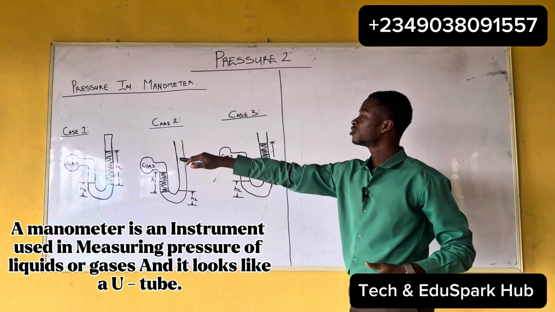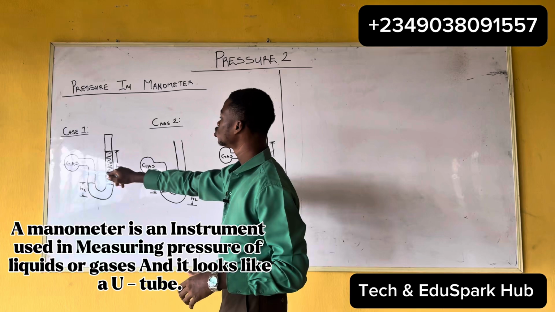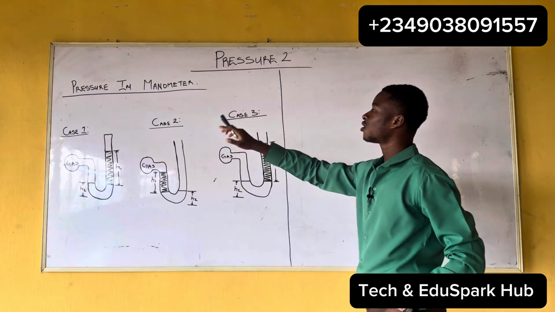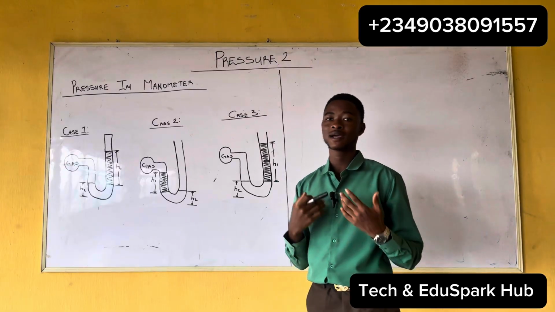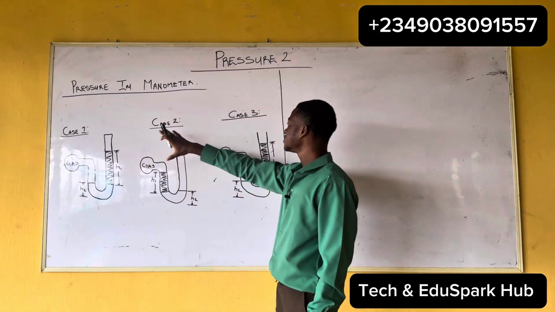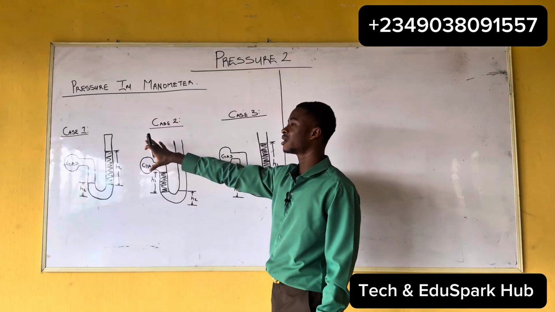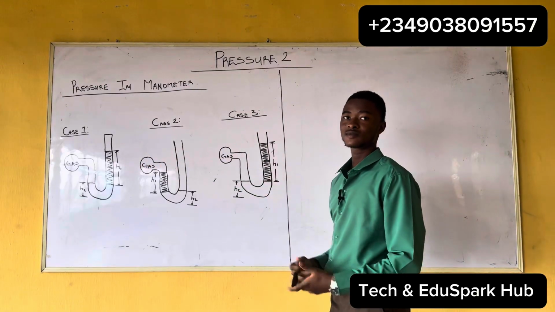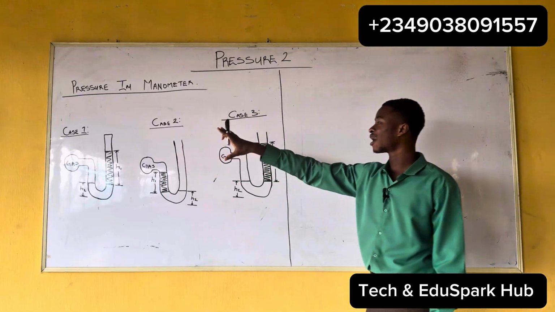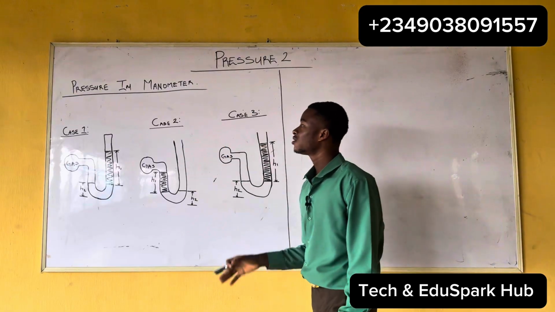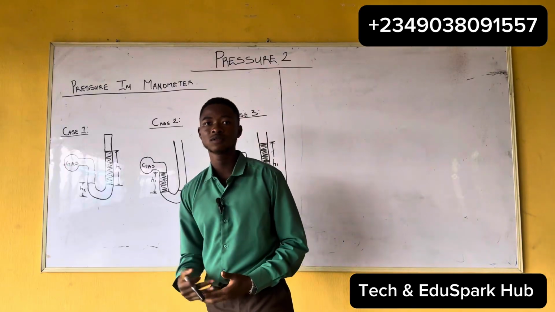So you can see as shown on the board, the manometer looks like a U-tube, and we have three cases or three scenarios of how we can have practical questions on manometers in our exams. These are the three most common scenarios or cases that you'll be coming across mostly in your exams. So let's look at all these cases one by one.